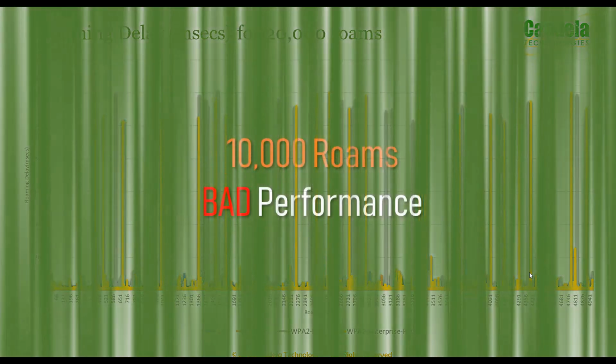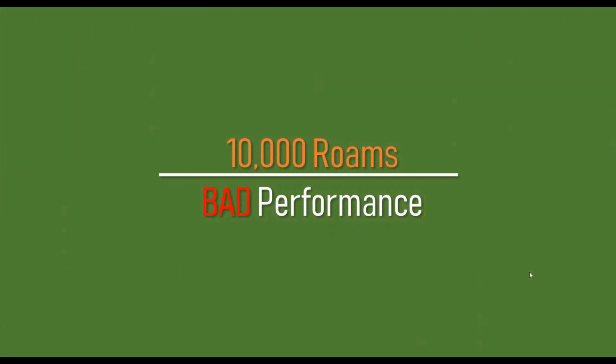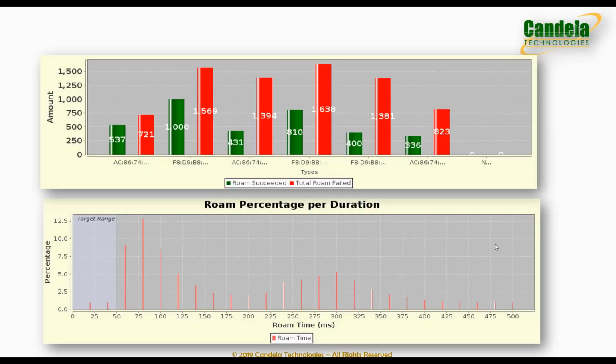Now let's look at a set of APs that are not performing really well with a similar test. I don't want to name those access points here, but we ran a similar test on a different vendor's access points, and we ran a 10,000 roam test across 6 access points, and we can see that this is not doing really well. I mean, there were more failures than successes for the roaming. So for each AP, more than 50% of the roams failed.